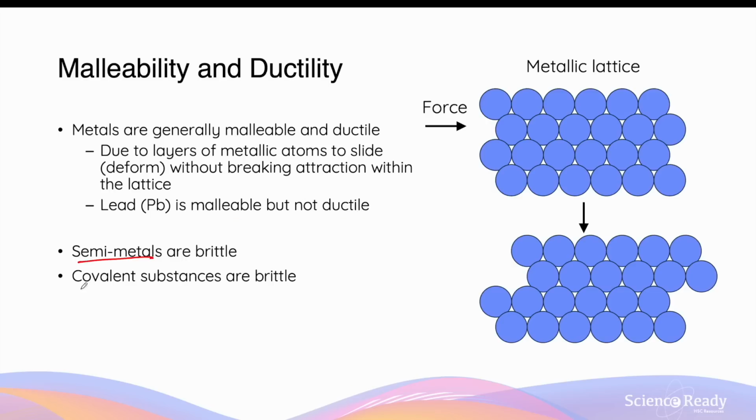Semi-metals and non-metals, which are covalent substances, are brittle, meaning that if we apply a small amount of force or stress, whether it's compressive or tensile, they will break apart, they will fracture. This is described by the word brittle. So malleable and ductile are usually used to describe metals, and we use the word brittle to describe semi-metals and non-metals, whether or not they are in covalent network or molecular structures.